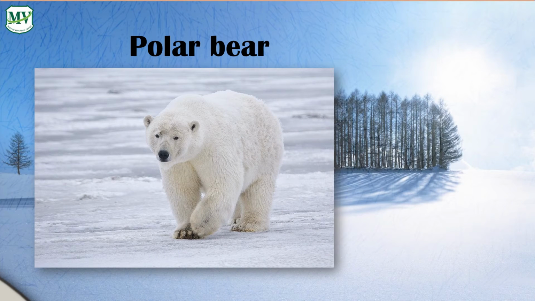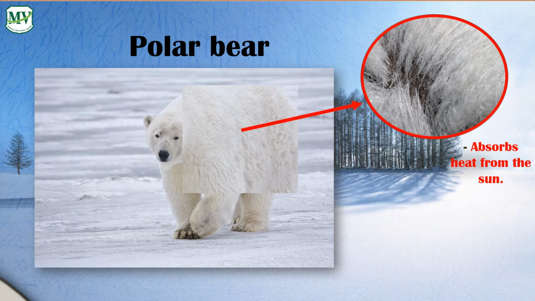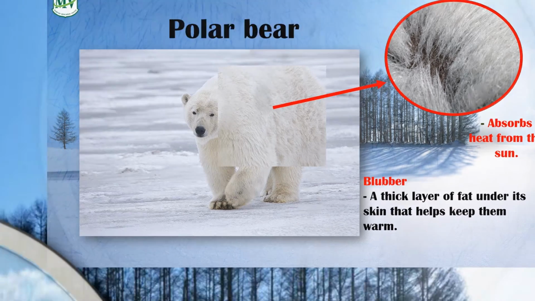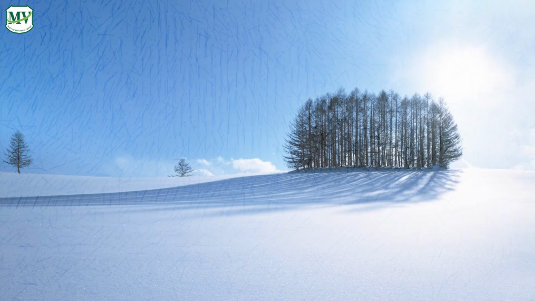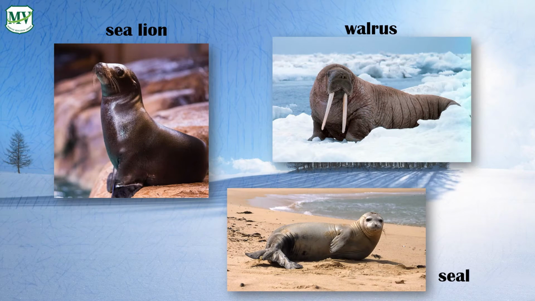Polar bear has a thick layer of fur which traps heat. Its skin color is black that absorbs heat from the sun. It also has a blubber, a thick layer of fat under its skin that helps keep it warm. Just like the polar bear, sea lion, walrus, and seal also have a blubber. This keeps them warm.